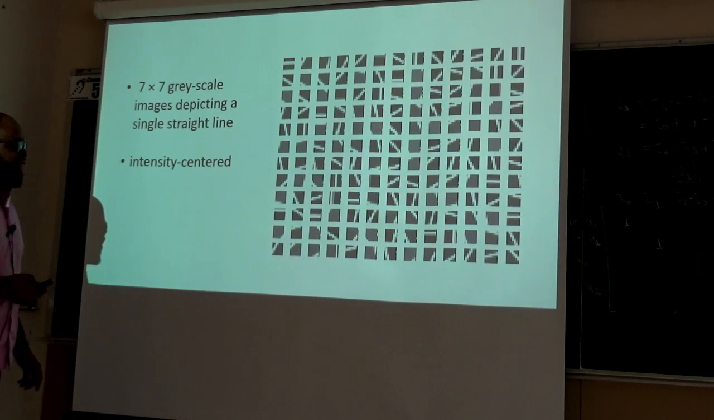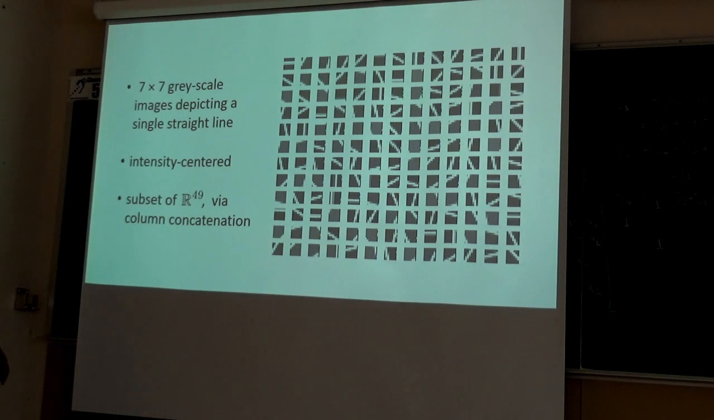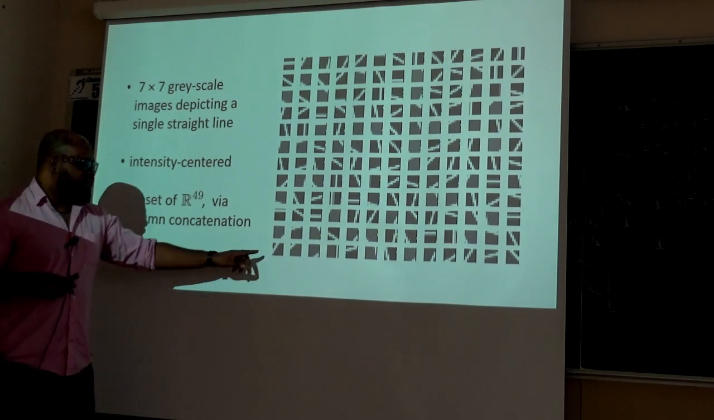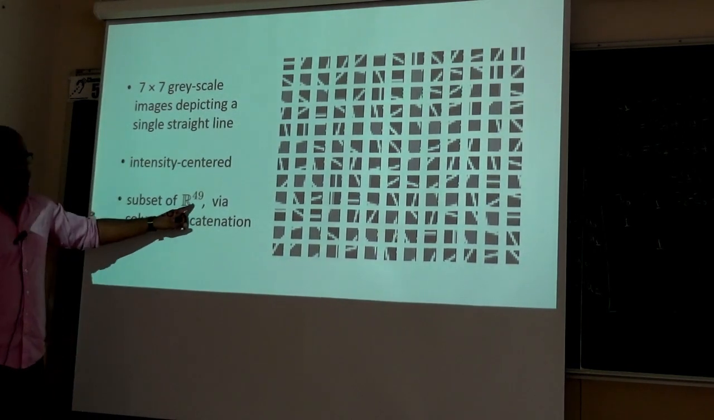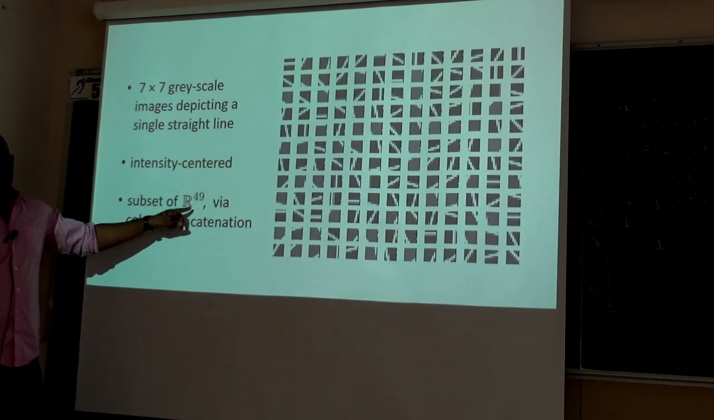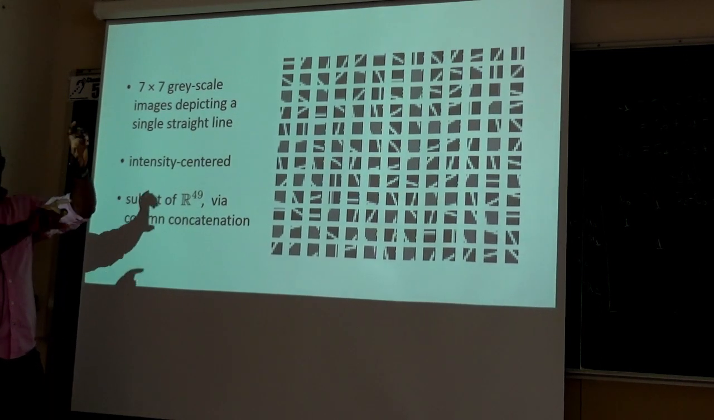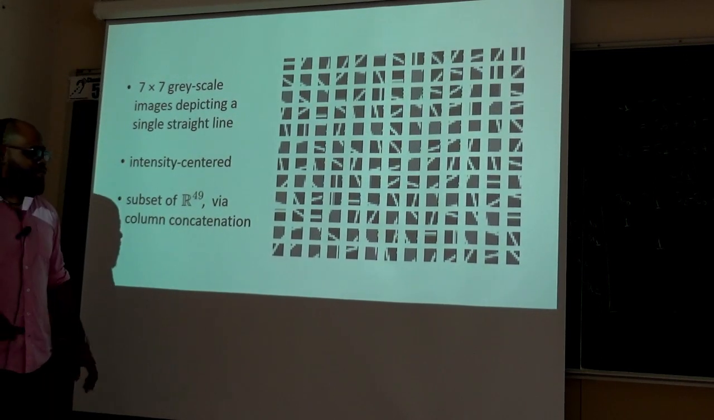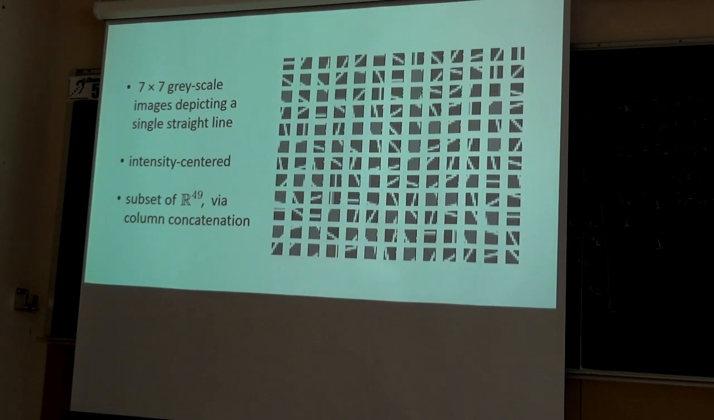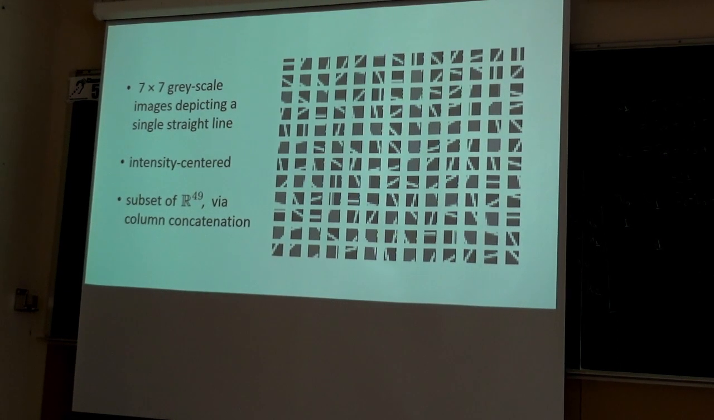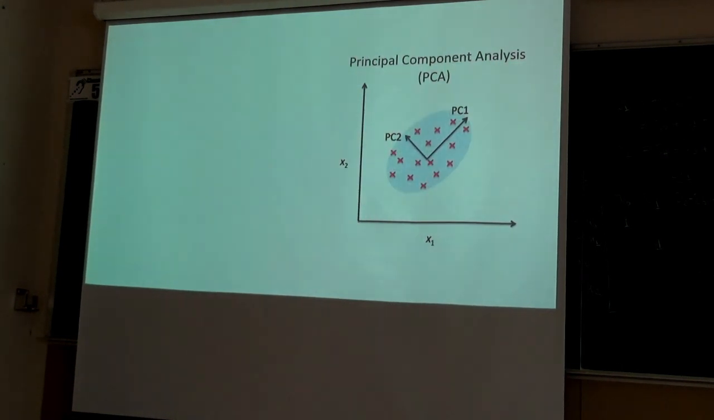And then the final thing we're going to do is treat each one of these images as a vector in 49-dimensional space. Correct? Just 7x7, I just put the columns together into a long vector. And the question is, let's just do data analysis on this data set and see what happens. So here's the first thing I did, something very, very simple.